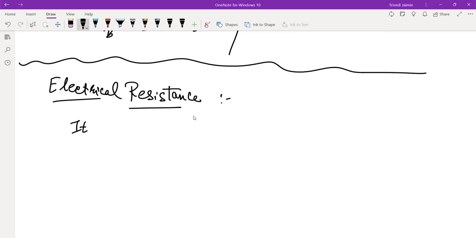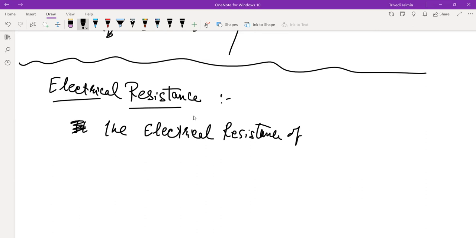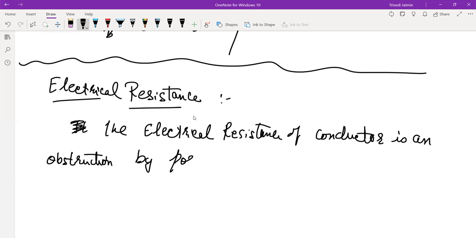So, let's say the electrical resistance of a conductor is an obstruction, what you said, by positive ions in the flow of current.